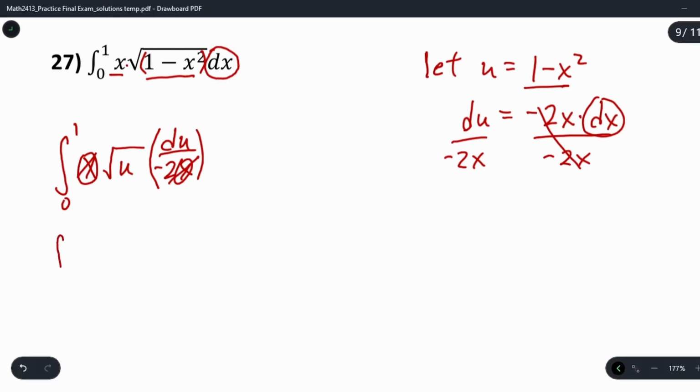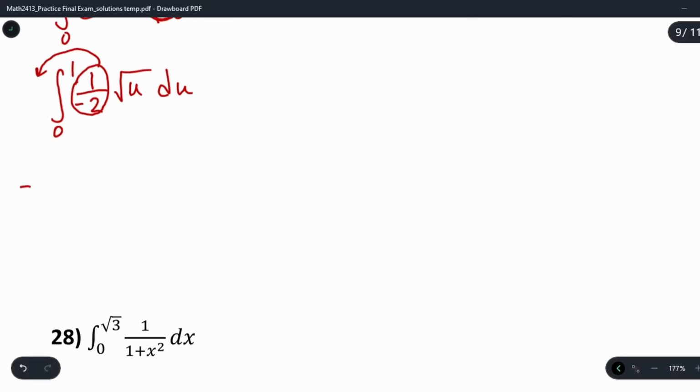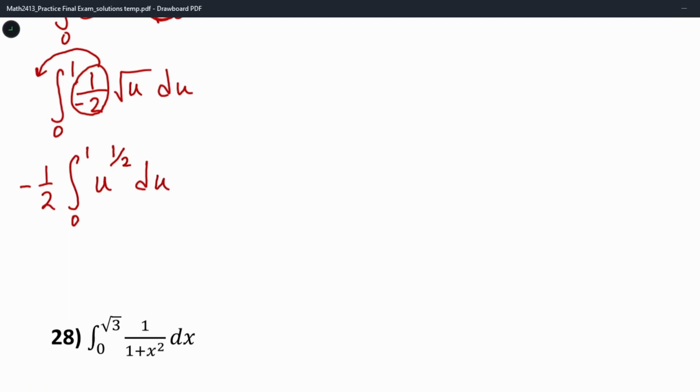So we're going to have the integral from 0 to 1. Don't forget about this negative 2 in the denominator. That's the same as 1 over negative 2 times the square root of u du. And then since this is a coefficient, we can bring it to the front, giving us negative 1/2 the integral from 0 to 1. And now I'm going to rewrite the radical symbol as a rational power. That's going to make it easier to integrate.